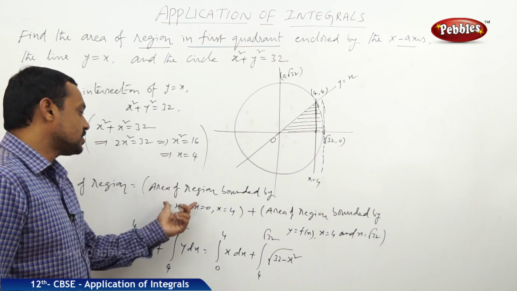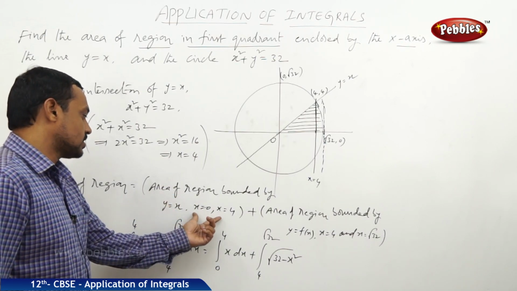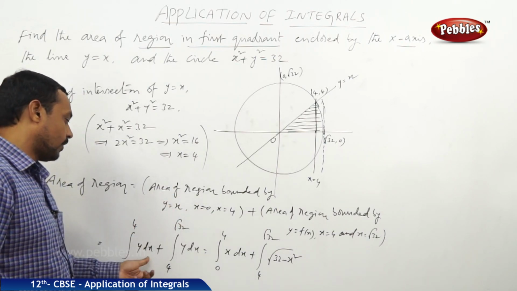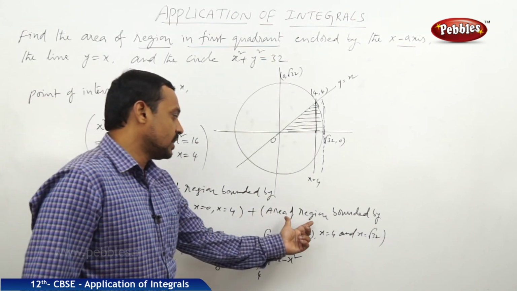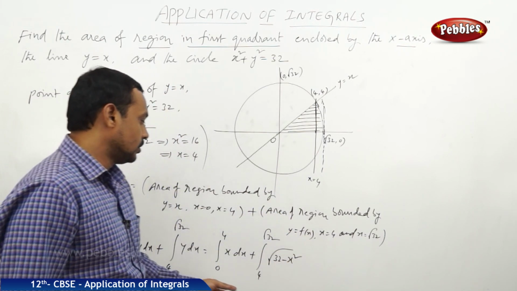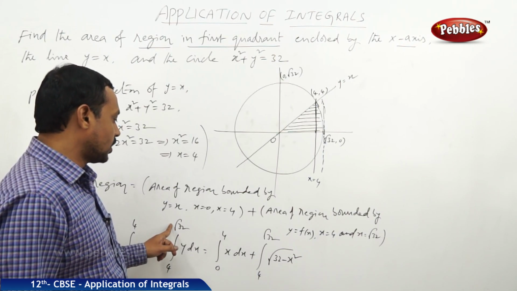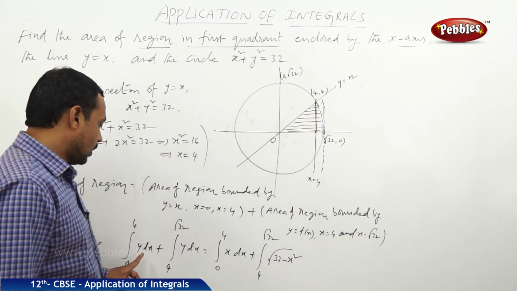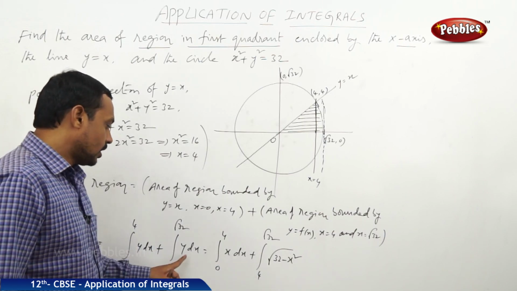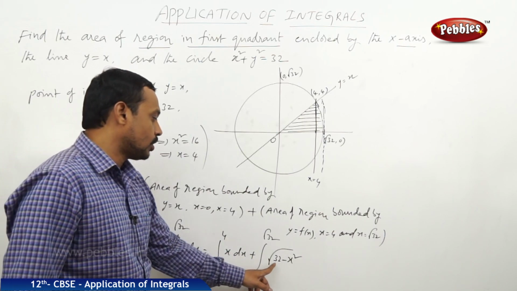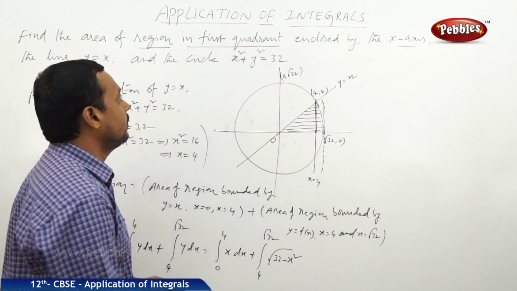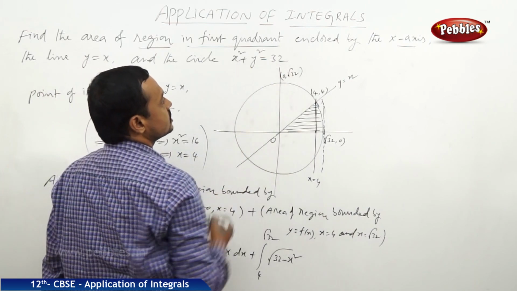Now, the area of the region bounded by x is equal to 0 and x is equal to 4 is integral 0 to 4 y dx, and the area of the region bounded by this curve is equal to integral 4 to root 32 y dx. Now here y is equal to x. In this case y is equal to root of 32 minus x square. Why? Because x square plus y square is equal to 32.